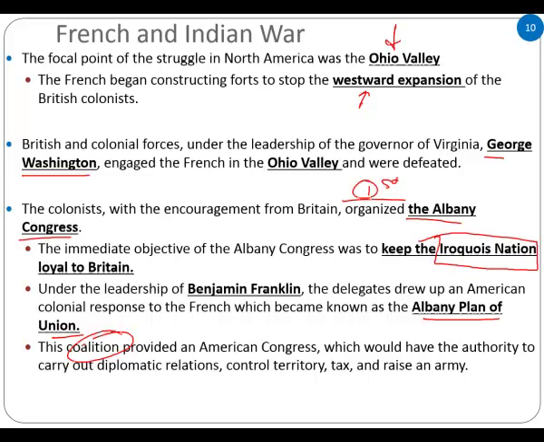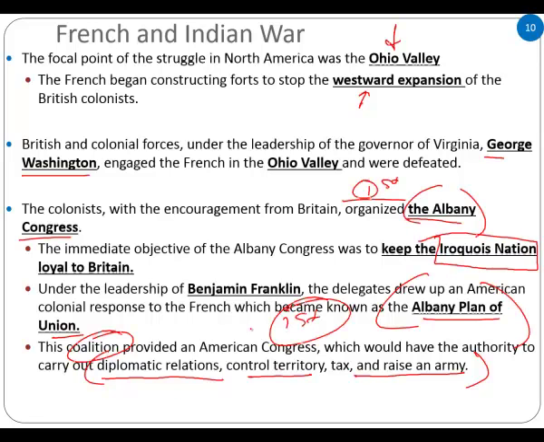This was provided to the American Congress, which would have the authority to carry out diplomatic relations, control territory, tax, and raise an army. What does that sound like? Just analyzing this final point here: diplomatic relations, domestic and foreign, control territories, tax the citizens, raise an army. Its own country. It's the republic right there. So like I said, when you talk of the Albany Congress and the Albany Plan of Union, that is the first stage of developing your American Constitution and the republic. Make sure you have that down. That's a very heavy idea.